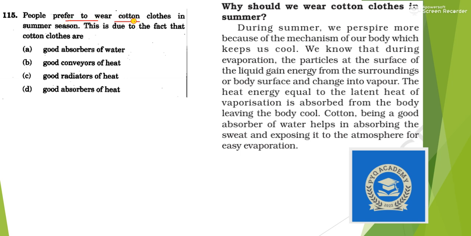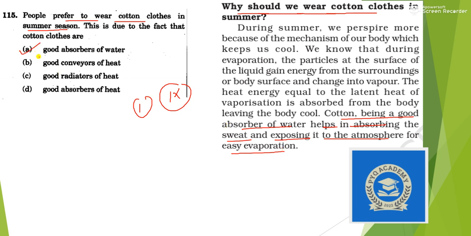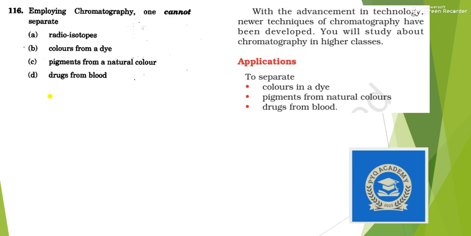People prefer to wear cotton clothes in summer season. This is also given in the first chapter of class 9, the last page. And you can see here, cotton being a good absorber of water helps in absorbing the sweat and exposing it to atmosphere for easy evaporation. So it is a good absorber. That is why it is used in summer season. So answer is option A.